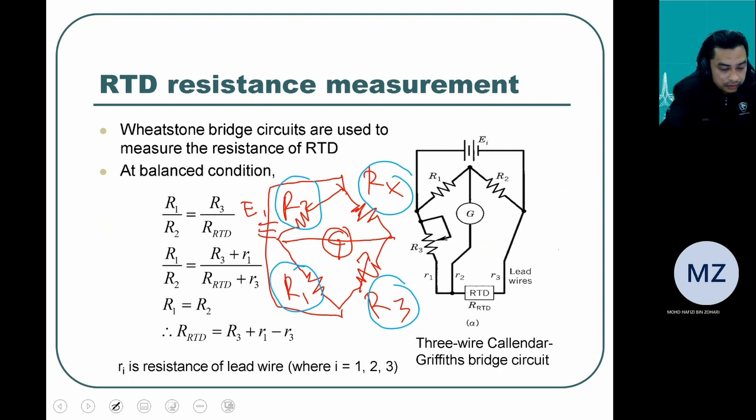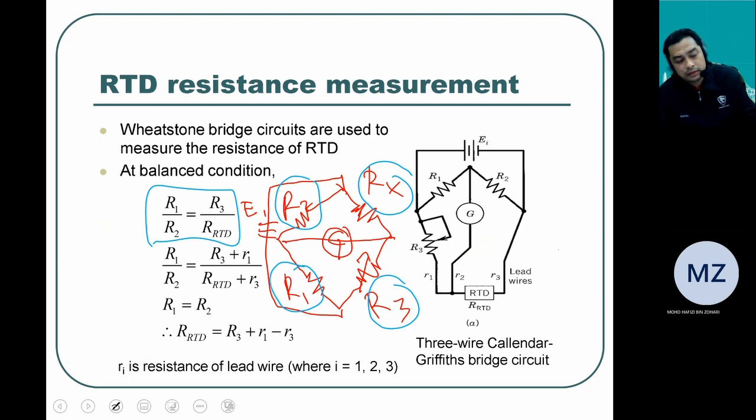So if you look at that equation, it's actually a ratio between R1 and R2 equal to R3 and Rx. If you put R2 over R1, it must be equal to Rx over R3. So if we change the position up and down, then accordingly you change the value of R.